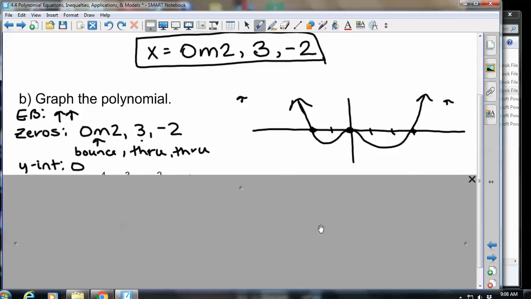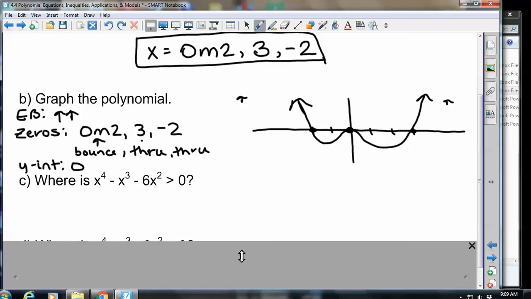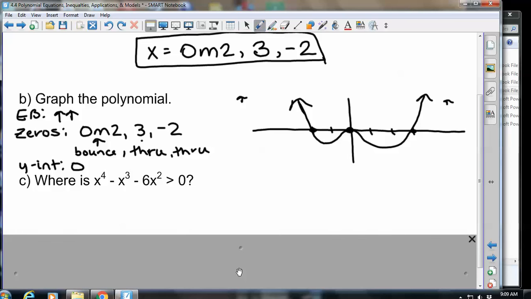And how could you double check yourself? Graph it. Look at your graphing calculator and make sure. Questions here? Okay, so let's answer a couple more.